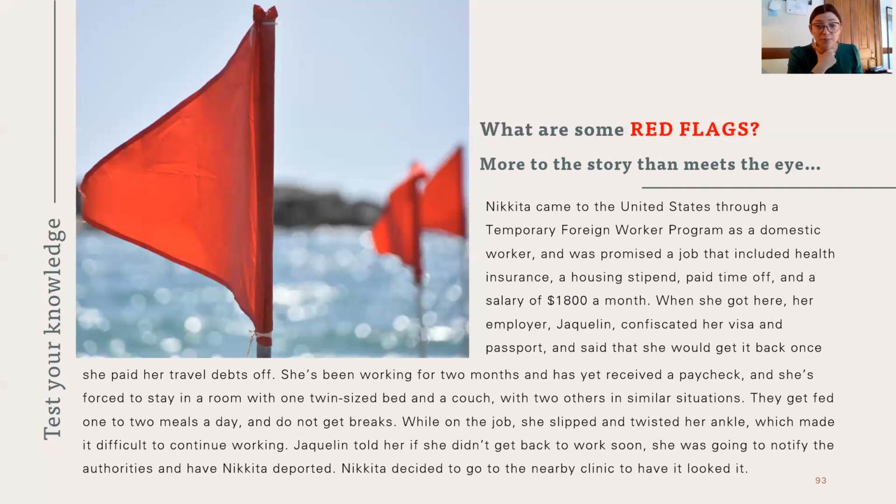While on the job, she slipped and twisted her ankle, which made it difficult to continue working. Jacqueline told her that if she didn't get back to work soon, she was going to notify the authorities and have Nikita deported. Nikita decided to go to the nearby clinic and have it looked at.